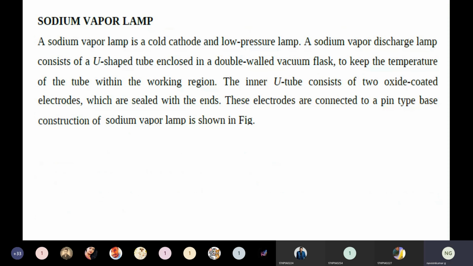Next, let's start our discharge lamps. First one we are going to see in the syllabus is the sodium vapor lamp. So a sodium vapor lamp is a cold cathode low pressure vapor lamp. Here we are using sodium vapor for the discharge, and it consists of a U-shaped tube enclosed in a double walled vacuum flask to keep the temperature of the tube within the working region. The inner U-tube consists of two oxide coated electrodes which are sealed at the ends. These electrodes are connected to a pin type base construction.